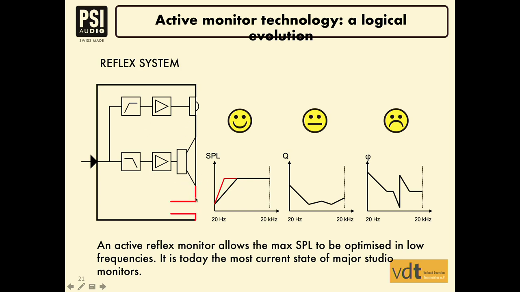If you want to have a closed box, that's possible, but to reach the same SPL in low frequencies, you need three times the surface. Pure physics, that's how it is. So if you want a closed cabinet, you need three times the surface of drivers to get to the same SPL, same frequency as with a ported speaker.